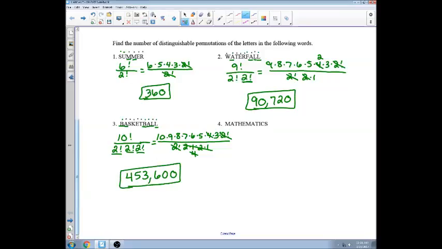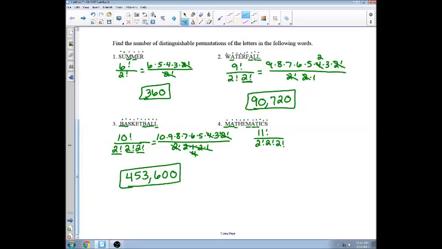Example 4, mathematics. So the word mathematics, 1, 2, 3, 4, 5, 6, 7, 8, 9, 10, 11. There's 11 letters in mathematics. What will repeat? The M's repeat, so there's a 2 factorial. The A's repeat, so there's a 2 factorial. I have T repeating, so there's also a 2 factorial. Is there anything else that repeats? No, there is not.